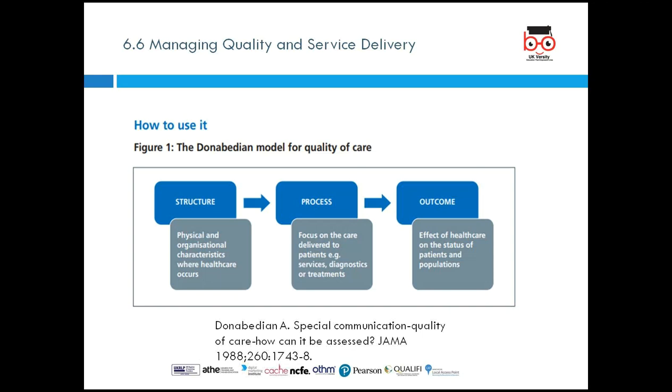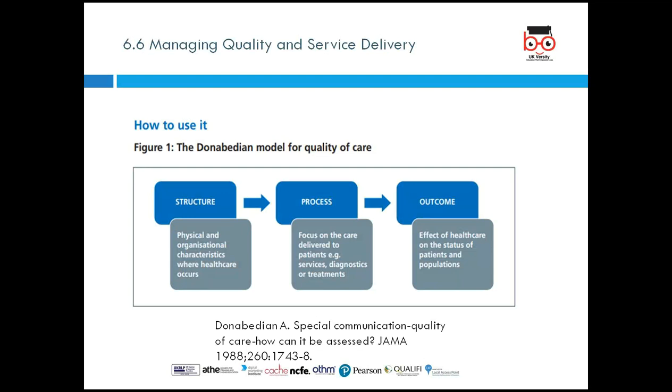Let's look at how the Donabedian model of quality of care works. I've explained in detail, but these are the structure, the process, and the outcome. So when we say structure, it talks about the physical and organizational features where healthcare actually occurs. They are physical and organizational in character. Then the process focuses on the care delivered. Example, services, diagnostics, and treatment. And finally, the outcome is the effect of healthcare on the status of patients in the population.